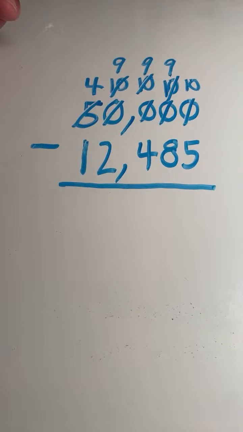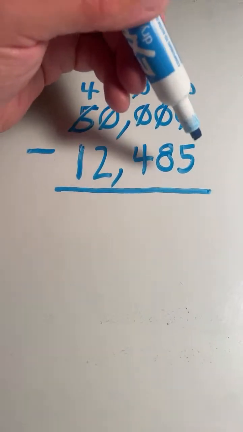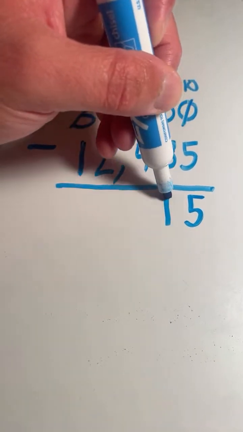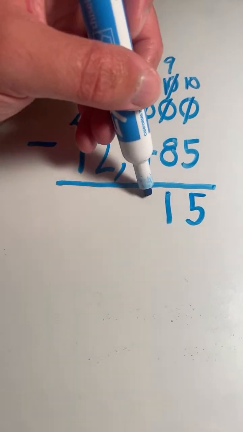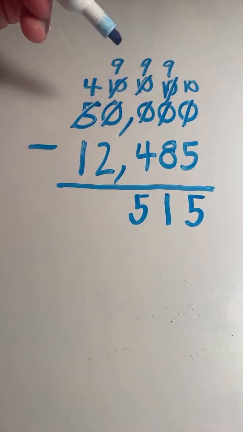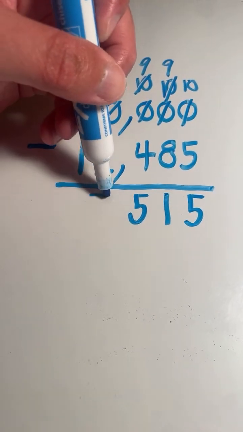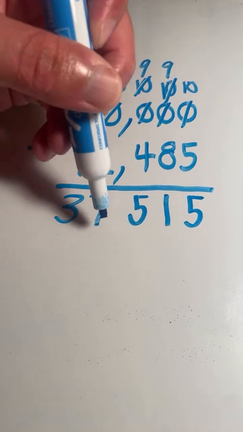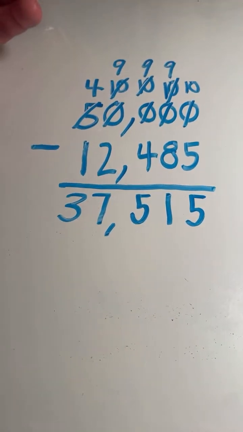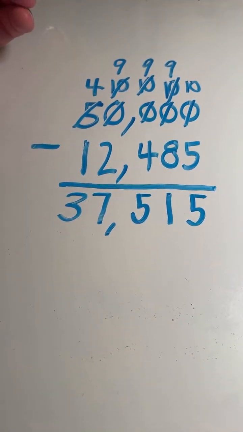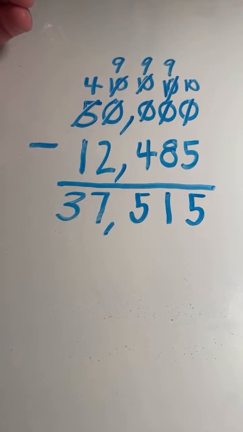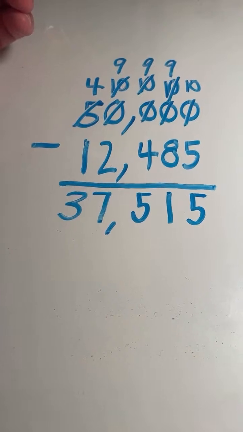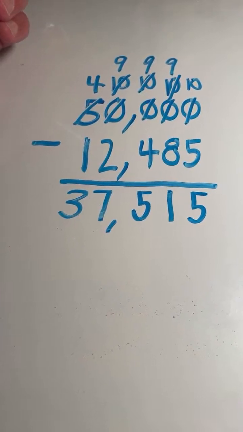And now we are ready to subtract. 10 minus 5 equals 5. 9 minus 8 equals 1. 9 minus 4 equals 5. 9 minus 2 equals 7. 4 minus 1 equals 3. And we have our final answer. 50,000 minus 12,485 equals 37,515.